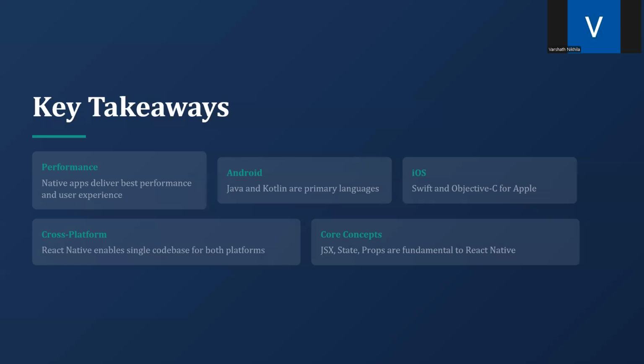So these are the takeaways. Native apps deliver the best performance and user experience. For Android, Java and Kotlin are the primary languages. In iOS, Swift and Objective-C for Apple. Cross platform: React Native enables a single code base for both platforms. Core concepts like JSX, state, and props are fundamental to React Native.